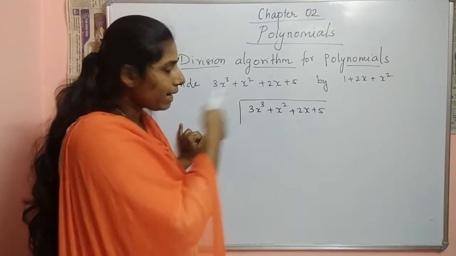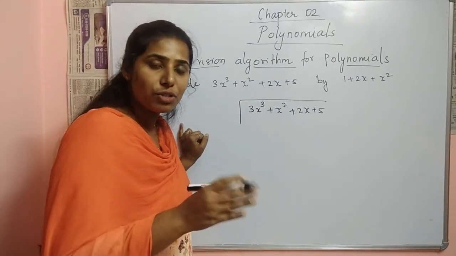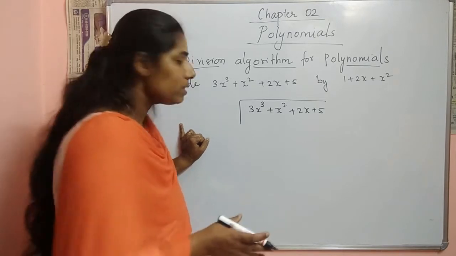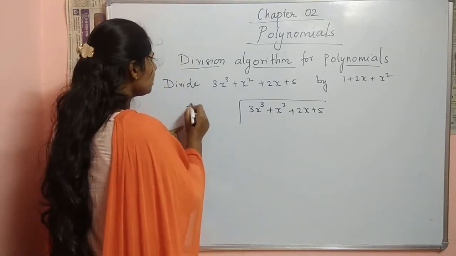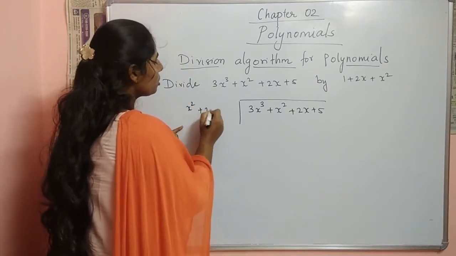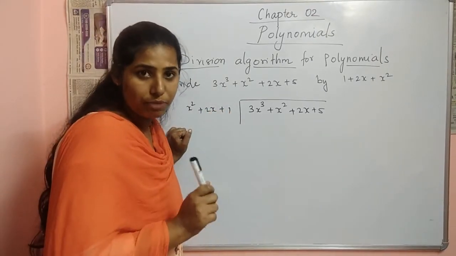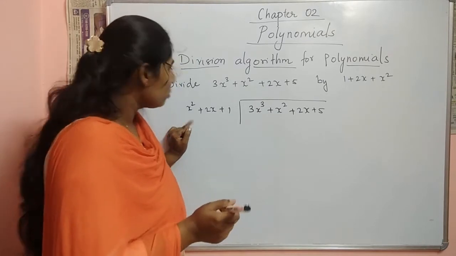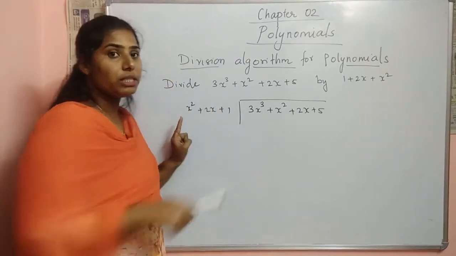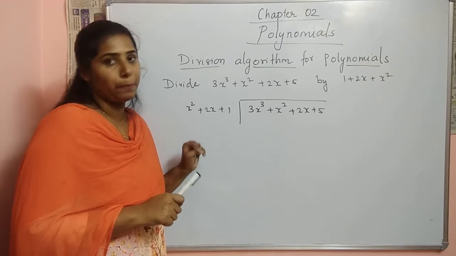Before we write that directly, we have to arrange it by the highest power. What is my highest power? It is x squared plus 2x plus 1. So children, you have to remember this very carefully. If it is not arranged, you have to arrange it while dividing.